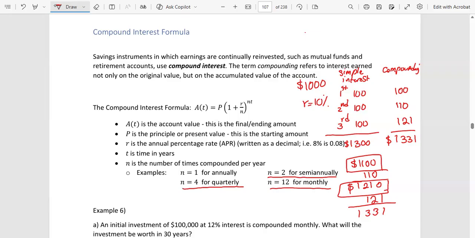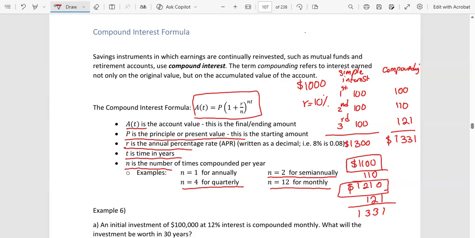So this is the formula that we use for compound interest. In this formula, P is the principal or the initial money, R is the interest rate, T is the time in years, and N is the number of times that the compounding occurs in a year. Based on how the compounding occurs, whether annually, semi-annually, quarterly, monthly, or daily, we have different numbers for N. And A is the account value after that many years, after all those compoundings.